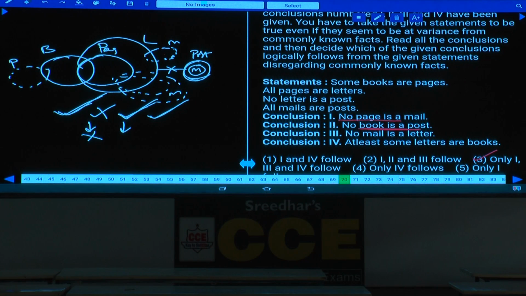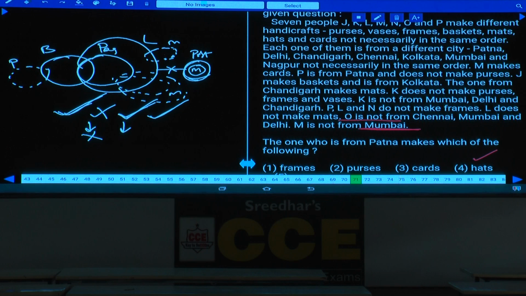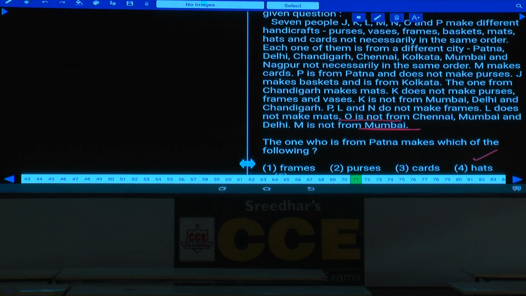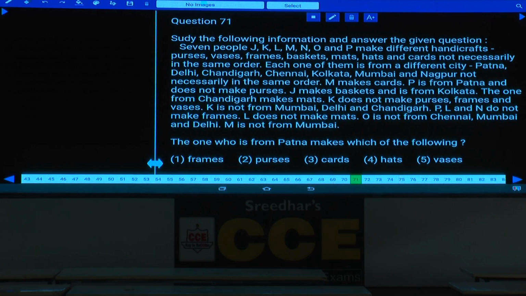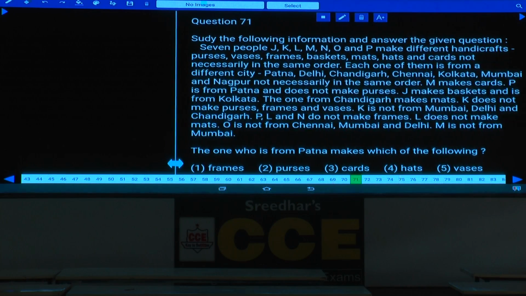Now question number 71 to 75. It is based on what? 7 people J, K, L, M, N, O and P. Now how many persons are there? We have 7 people. Now in these 7 people, J, K, L, M, N, O and P make 7 different handicrafts, and each one of them is from a different city. Hence how many parameters do we have? We have 2 parameters.